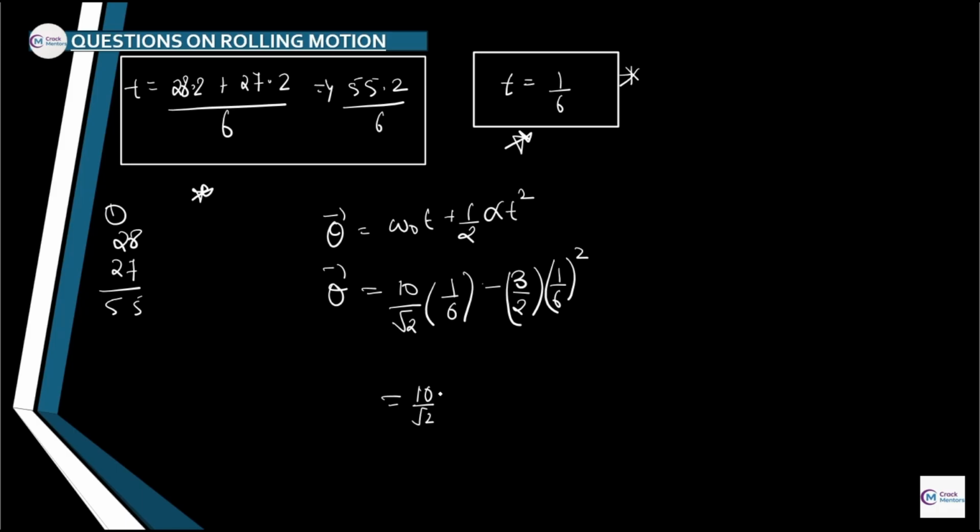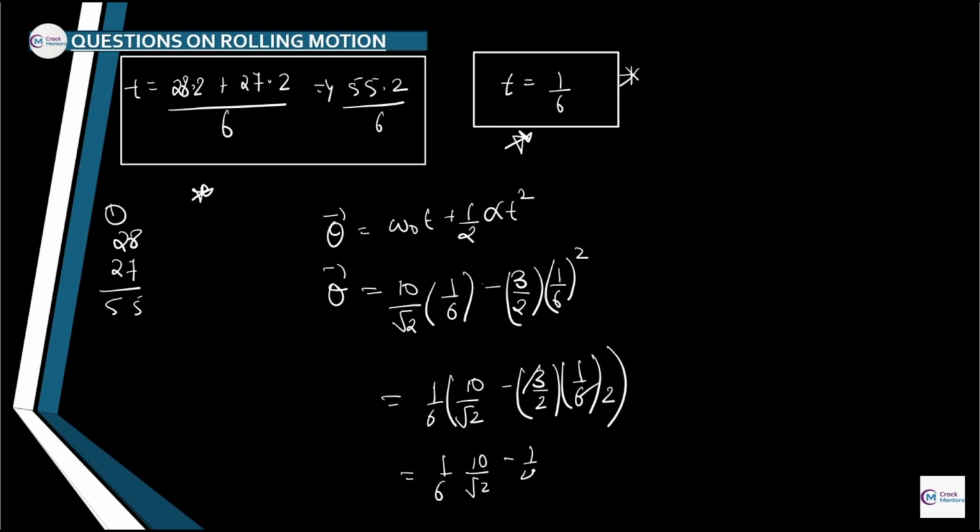10 upon root 2. Let me take 1 upon 6 common. Then it is 10 upon root 2 minus 3 upon 2 into 1 upon 6. This cancels out. So 1 upon 6 times 10 upon root 2 minus 1 upon 4. This is too much. This is the theta that we are having.